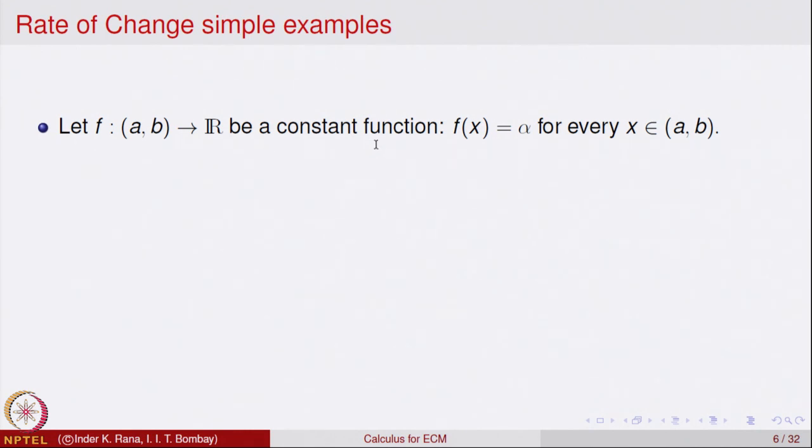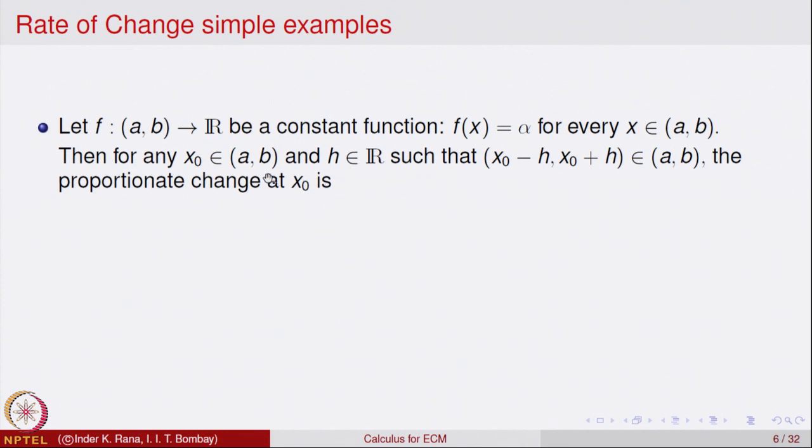f is a constant function. That means what? f of x is equal to alpha for every x belonging to [a, b]. So, it is a constant function. At every point it gives the same value. What do you think should be the change in the function? Well, there is no change, because at every point the value is alpha, right.